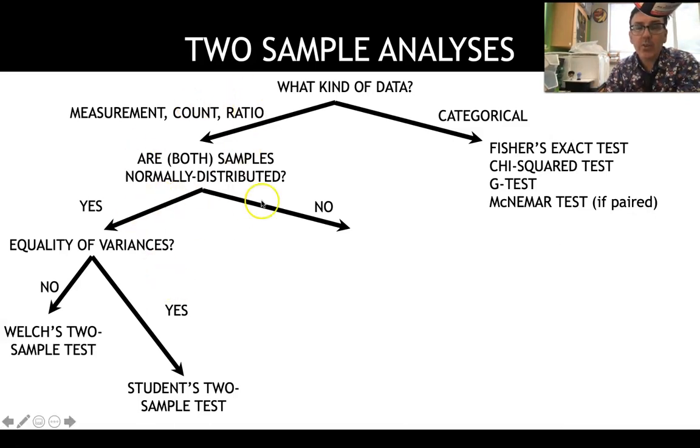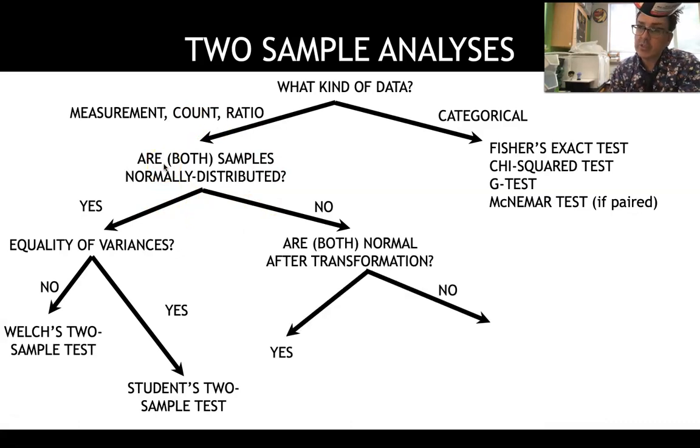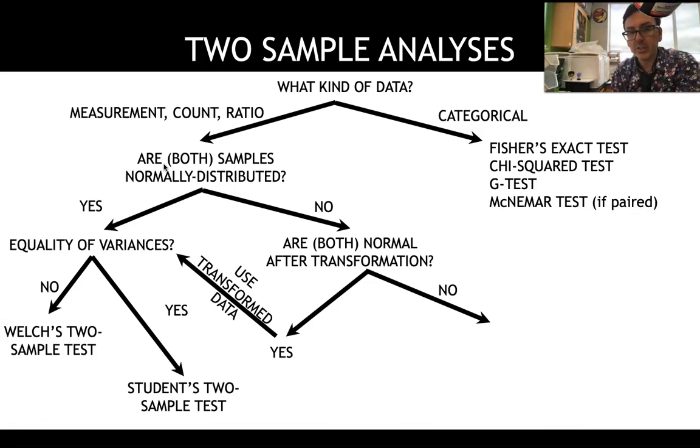If, however, one or both of our samples were non-normally distributed, we have to see whether we can apply a transformation, the same transformation, to both groups, and whether that transformed data has a normal distribution. If we're successful in applying a transformation and the resulting distributions of both groups are normal, we can then take that transformed data and go through the step of asking whether there's equality of variances amongst those two groups, and then the decision from there on to use the Welch's test or the Student's two-sample test.